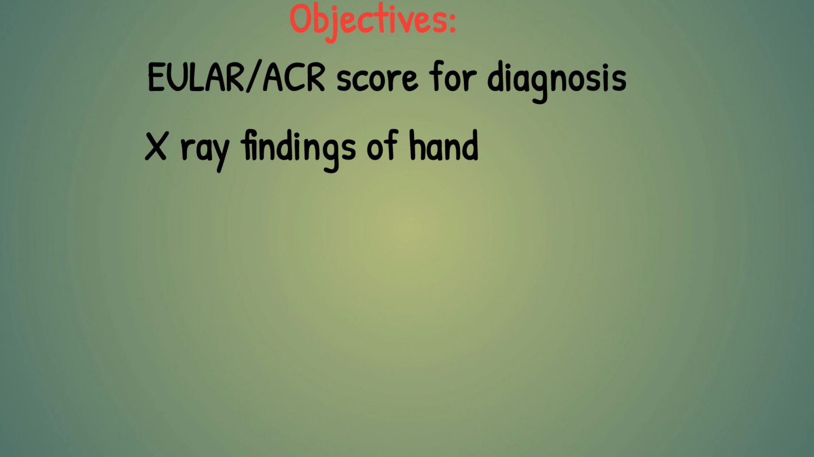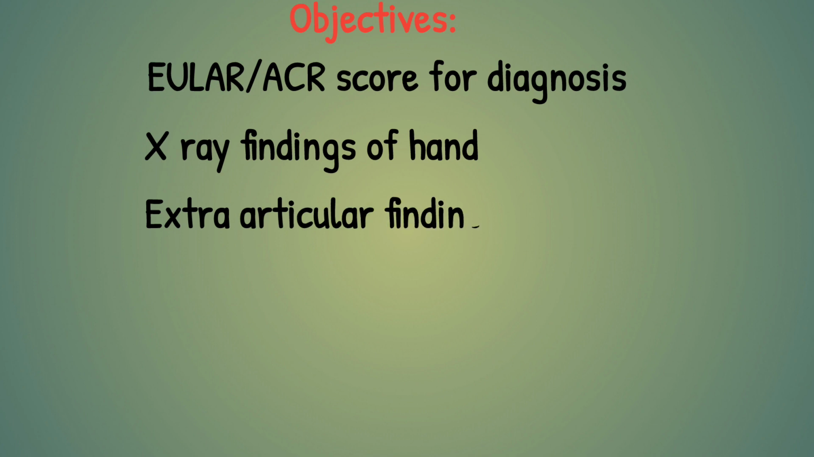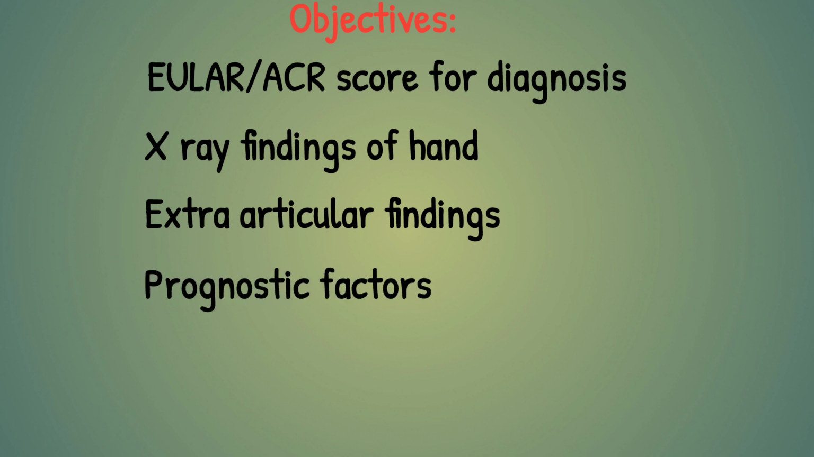Then we will discuss the extra-articular manifestation of rheumatoid arthritis. Then we will discuss the poor prognostic factors in rheumatoid arthritis. And in the last, we will discuss the DAS 28 score, which is used for the severity of the disease. So let's start.